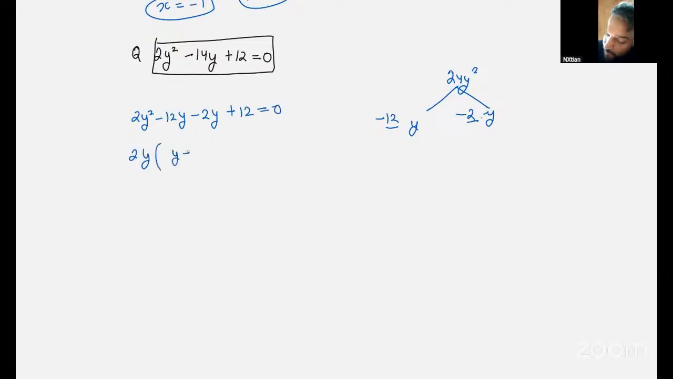I got y is equal to 0. How? I guess y is equal to 0 is not possible.